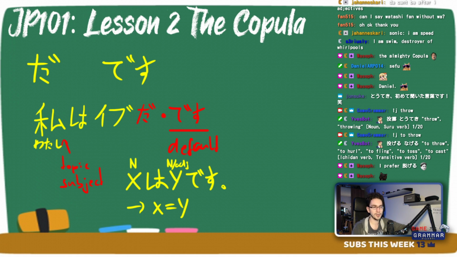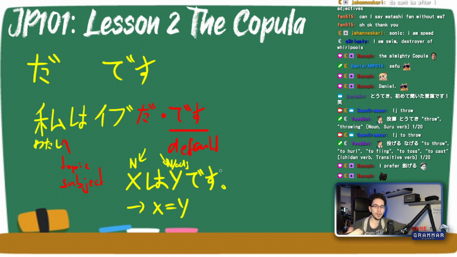The same for the copula. Wherever you have a sentence like x wa y desu, you know that this kind of needs to be a noun or a pronoun, and you know that this kind of needs to be a noun or adjective or something like that, right? A na-adjective or i-adjective in this case. And we're gonna talk about na-adjectives and i-adjectives pretty soon, okay? So, all right, that's the basics.